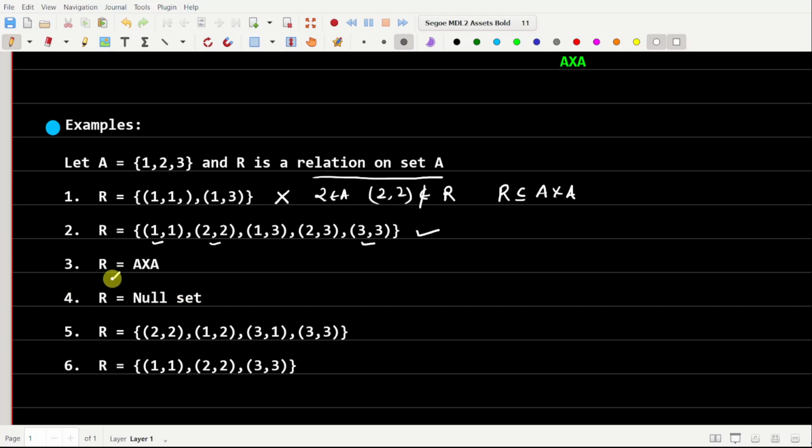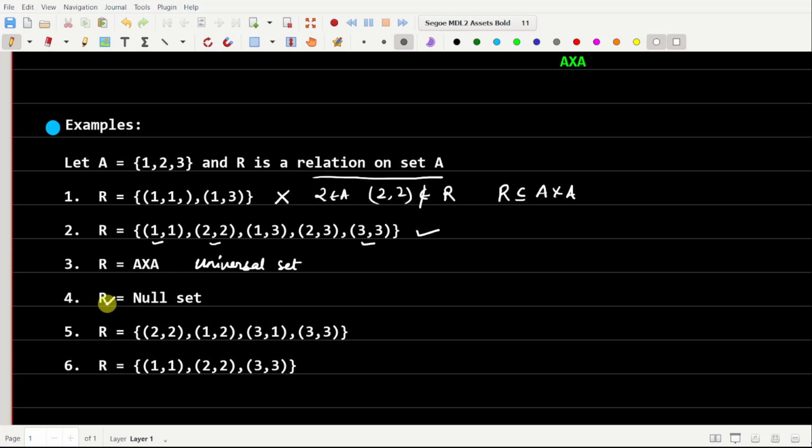Now the third question, whether R is equal to A cross A, this is the universal set. So basically the universal set is a reflexive relation, because A cross A is the universal set, and it contains all the elements, the diagonal elements as well as the non-diagonal elements. So we will say that it is a reflexive relation.